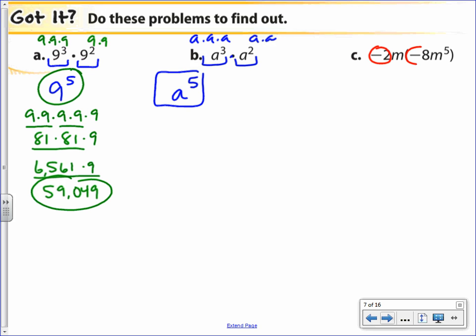So if you're not a highlighting fan, like some of my students are not, here's my coefficient, here's my coefficient. Here is my power of m to the 1st, here's my power of m to the 5th. I multiply my coefficients, negative 2 times negative 8. A negative times a negative is a positive. When I multiply two powers with the same base, I keep the base and add the exponents. What's 1 plus 5? 6. So your answer for that one is 16m to the 6th power.